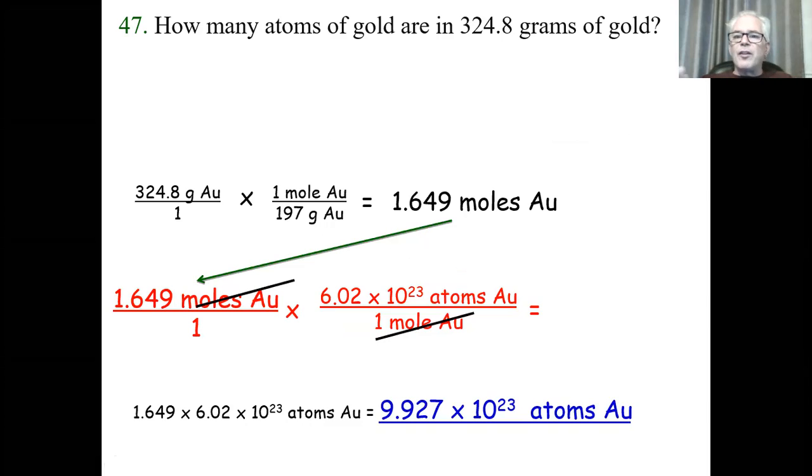9.927 times 10 to the 23rd atoms of gold. It's easy. The math is easy. How to do the math? You got to find the map. You got to follow the steps. Otherwise, you go a little crazy. Here we go.